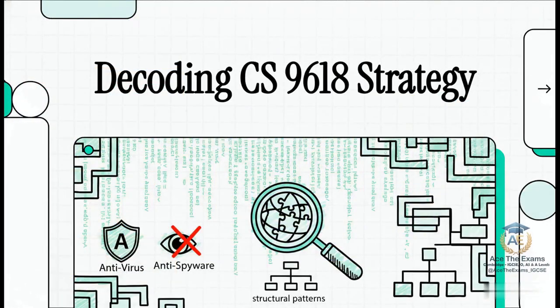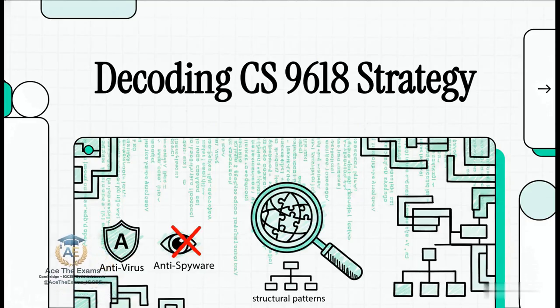Well, right now, when you look at a Cambridge computer science past paper, specifically syllabus 9618, you probably just see this chaotic, overwhelming wall of questions. But here's the secret. There is no paper. There are only patterns. Today, we are completely decoding the hidden structural frameworks behind this exam, and we're zeroing in on a notoriously tricky topic: antivirus software and anti-spyware.